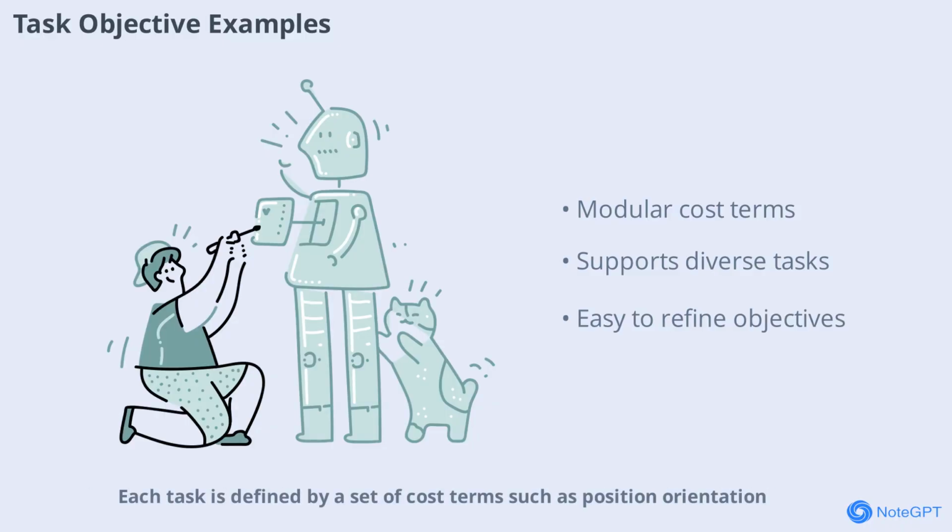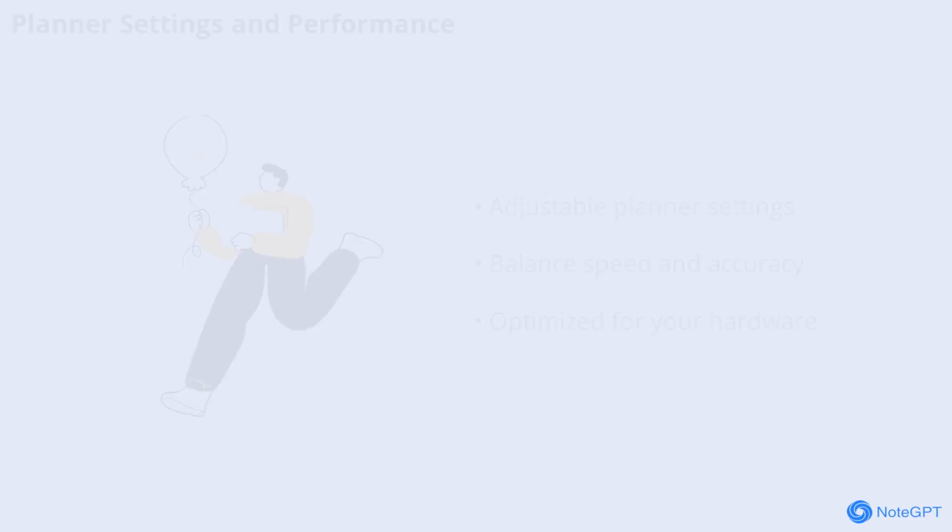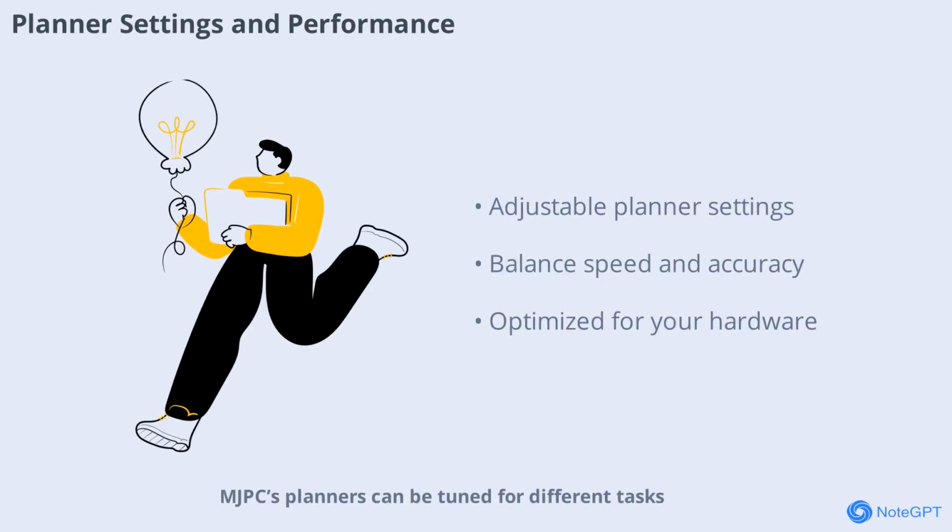Each task is defined by a set of cost terms, such as position, orientation, velocity, and control effort. This modular approach makes it easy to design, test, and refine new tasks for research or application. MJPC's planners can be tuned for different tasks by adjusting parameters like the number of rollouts, planning horizon, and noise scale. These settings affect both performance and computational requirements, allowing users to balance speed and accuracy based on their needs and hardware capabilities.